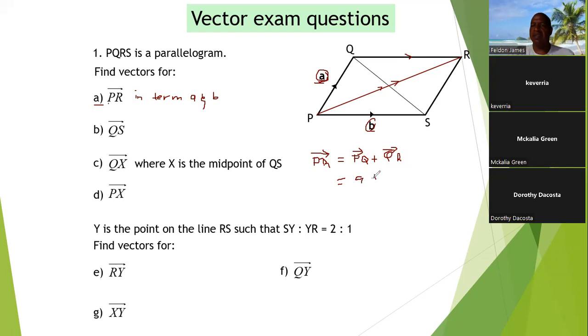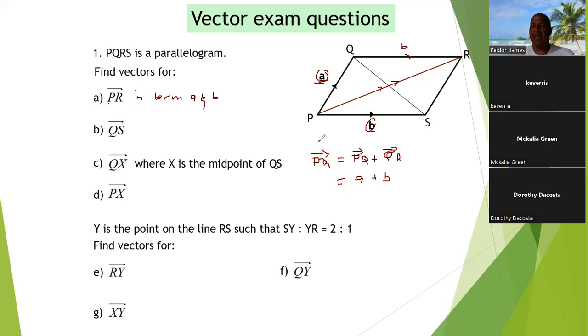Then now in terms of A and B, QR would be equal to what? B. Yes, QR would be equal to B since QR is parallel to B and has the same length. You understand? So this would also be equal to B. So QR would be B. So it means that PR would be equal to A plus B. That is if we are using this direction.